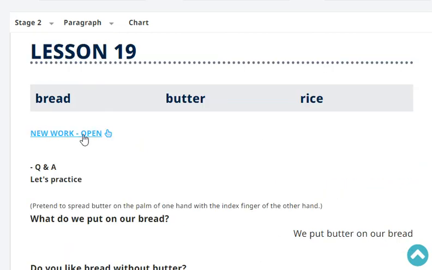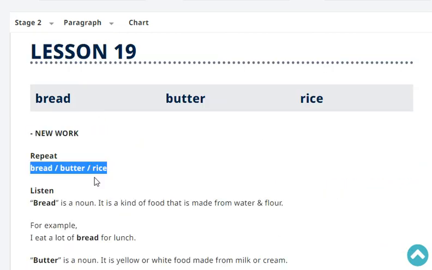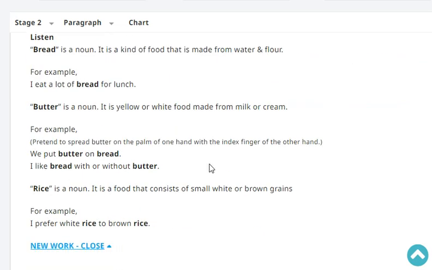Okay, so repeat: bread, butter, rice. Very good. Okay, listen. The word bread is a noun. It is a kind of food that is made from water and flour. For example, I eat a lot of bread for lunch. No, for breakfast.